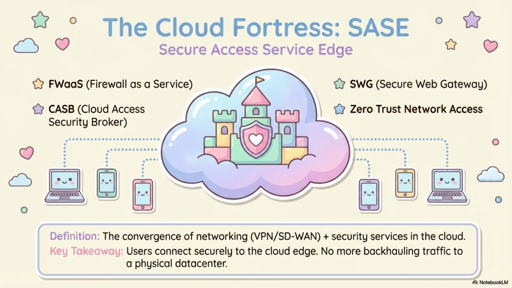Secure Access Service Edge, or SASE, takes this concept even further by combining secure network access with cloud-based security services. SASE integrates VPN-like access with technologies such as secure web gateways, cloud access security brokers, firewall as a service, and zero-trust network access. Instead of backhauling traffic to a central data center, users connect securely to cloud-based security enforcement points.